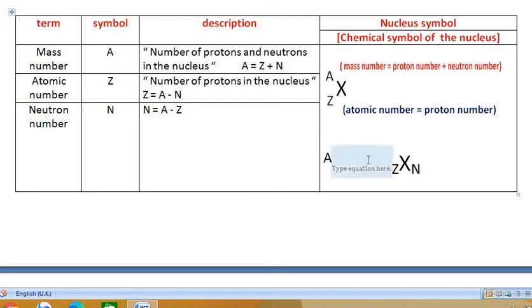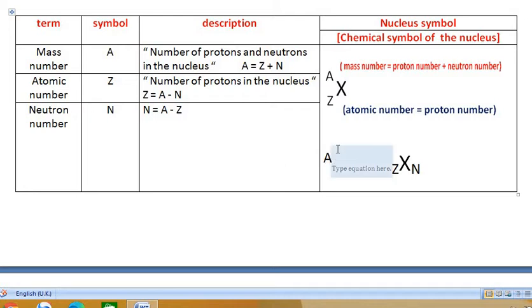Here is what is known as the nucleus symbol. If the element contains a number of protons, the number of protons is called the atomic number. Atomic number is the number of protons. There is also a term called atomic mass or mass number. This mass number is the sum of protons and neutrons.